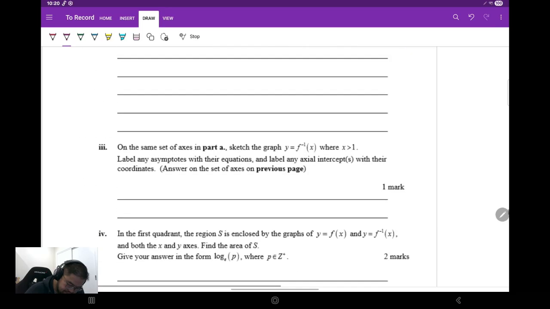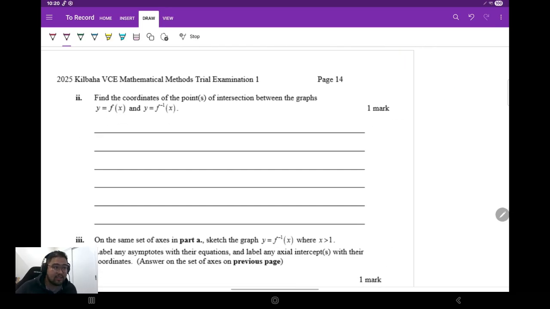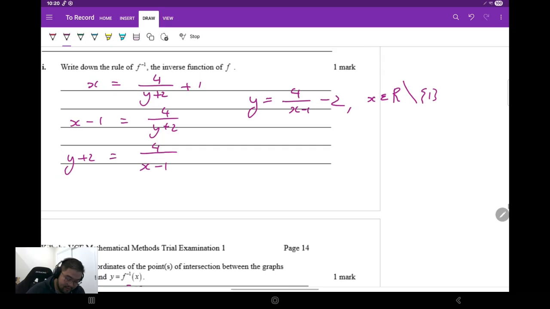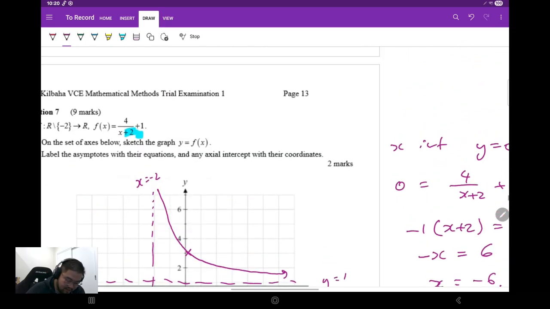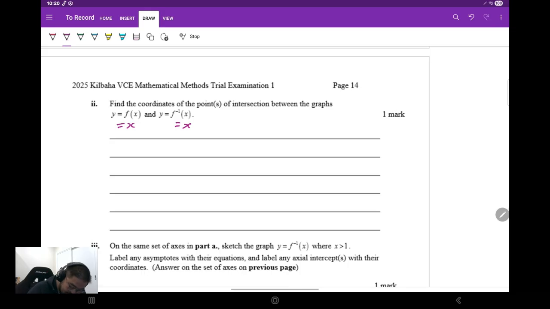All right, next question. Find the coordinates where it intersects with its inverse. Now, this one here, a lot of students would just equate the two. Keep in mind, you can just equate this to when one of the graphs equals x. So it could be one or the other, it doesn't really matter which one. I'm going to choose probably the original equation. So I'm going to find out when does 4/(x + 2) + 1 equal x. So if we rearrange this, this becomes 4/(x + 2) = x - 1.